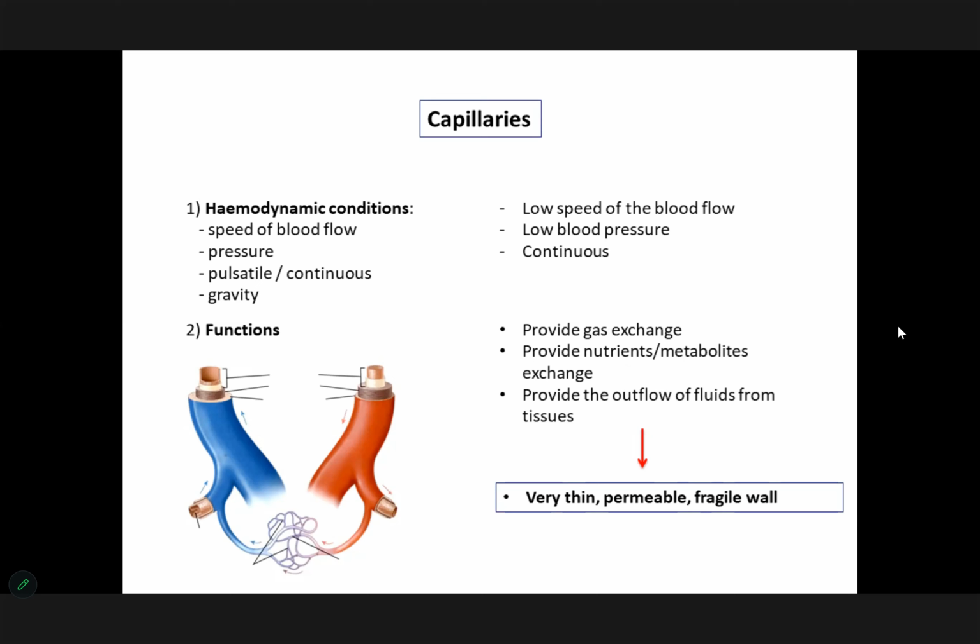Gas exchange can be promoted only by capillaries. All other types of blood vessels have too thick a wall to provide gas exchange. So gas exchange is only through capillaries. And this is true also about nutrients and metabolites. So the capillaries have a very, very thin, permeable, and fragile wall.